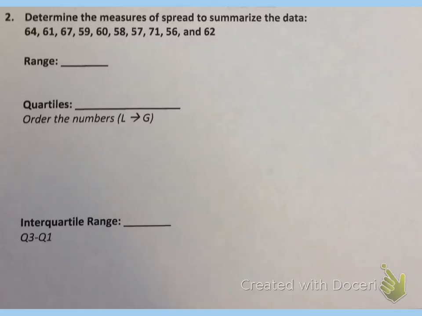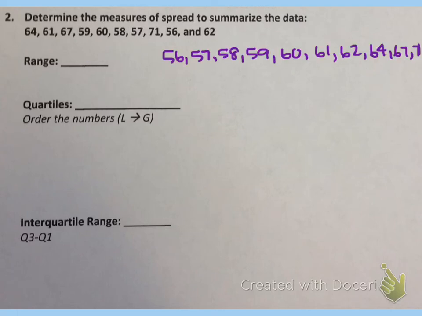Determine the measures of spread to summarize the data. We're given this nice long list of numbers instead of a chart. You'll notice when we look at this list of numbers that it is not in order from least to greatest. That's probably the first thing we want to do. So go ahead and pause the video and order the numbers from least to greatest, and then press play to continue. All right, so I've got my numbers in order from least to greatest, and my last number, 71, is a little squished, but you can still tell it's a 71.